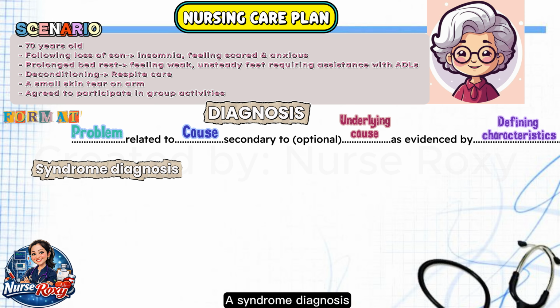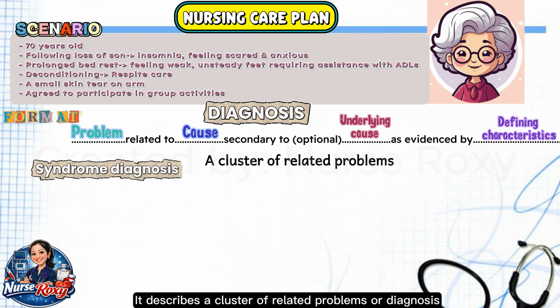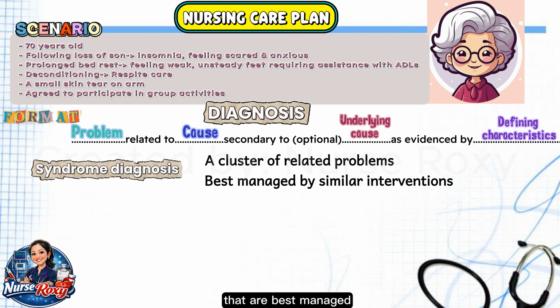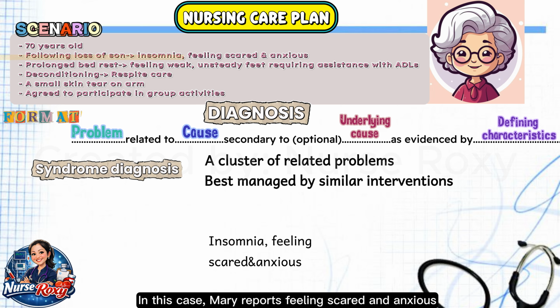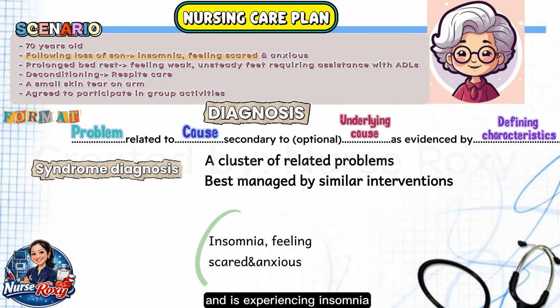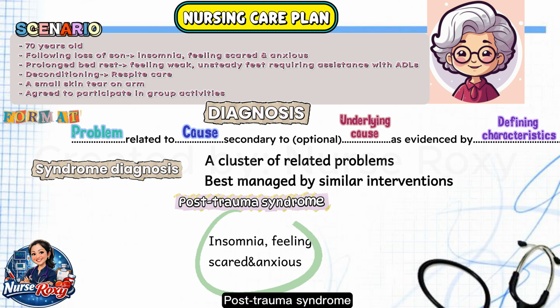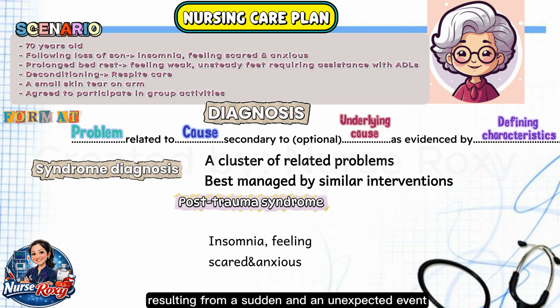A syndrome diagnosis is the third type of nursing diagnosis. It describes a cluster of related problems or diagnoses that are best managed using similar nursing interventions. In this case, Mary reports feeling scared and anxious and is experiencing insomnia following the loss of her son. These symptoms can be collectively classified under post-trauma syndrome resulting from a sudden and unexpected event.